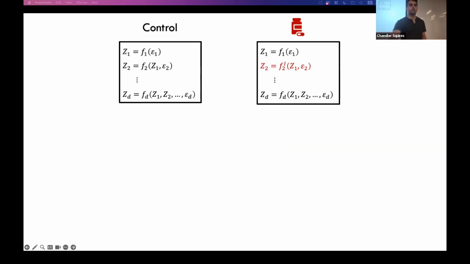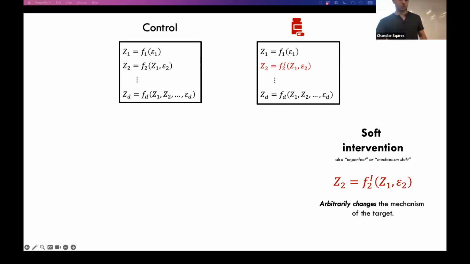And this is just a note about the terminology I prefer to use for interventions. This is, to the best of my knowledge, not totally standardized across the field. So I'm trying to give alternative terminologies that people use. But what I'm talking about here, where we are allowed to arbitrarily change the mechanism of the variable we're intervening on, I call a soft intervention.